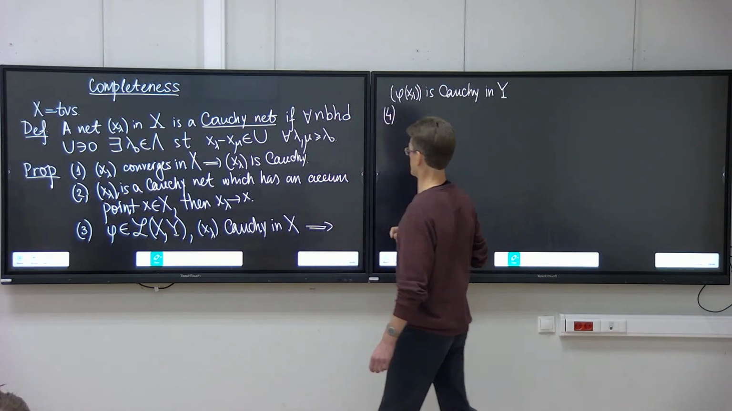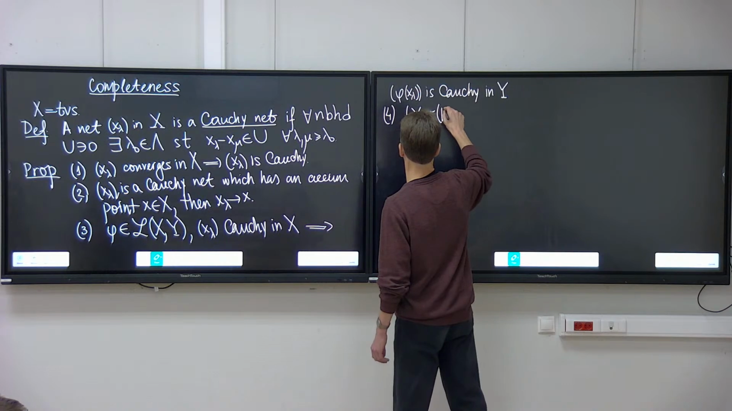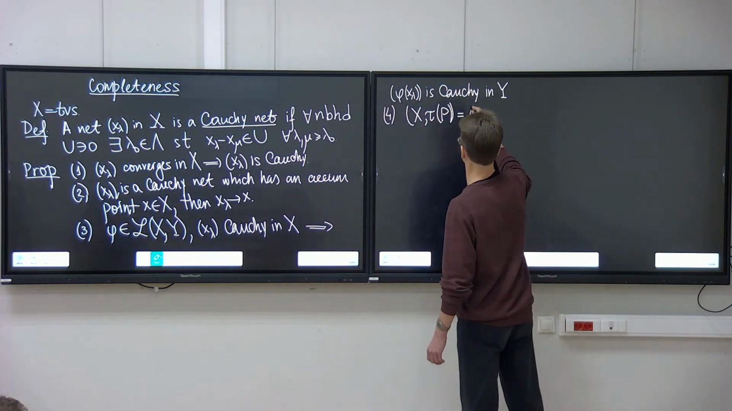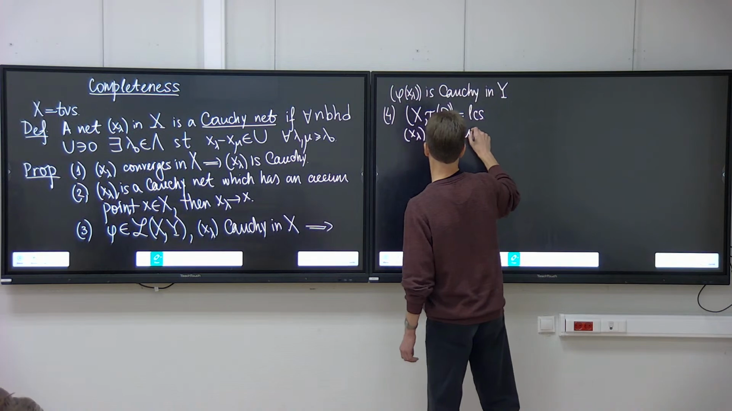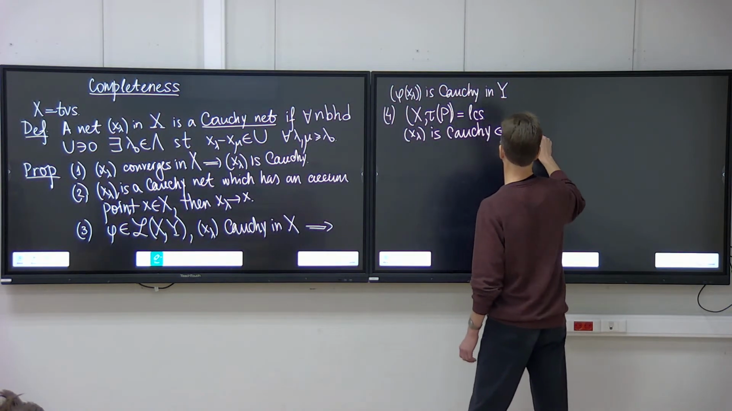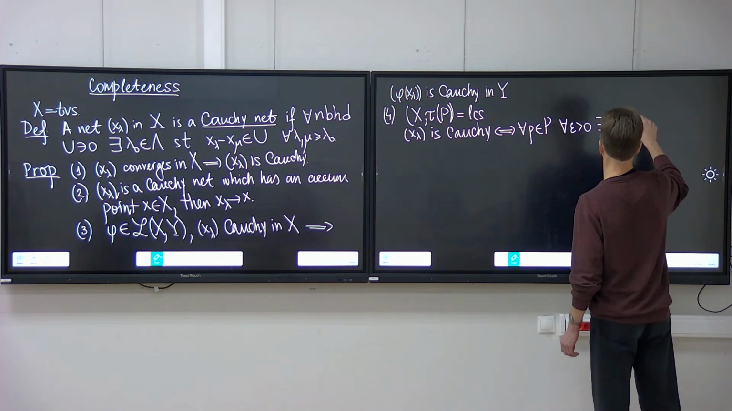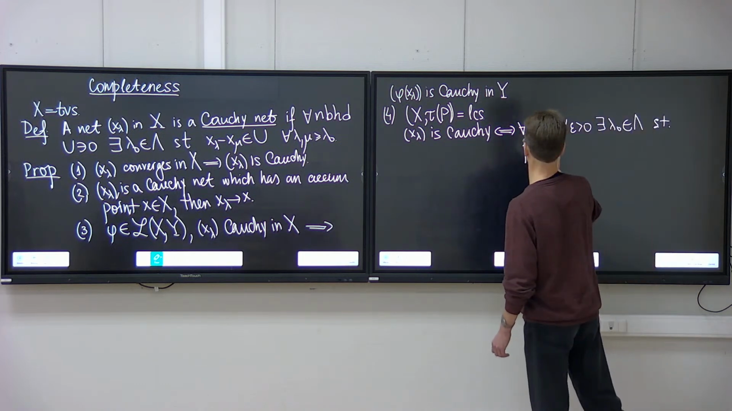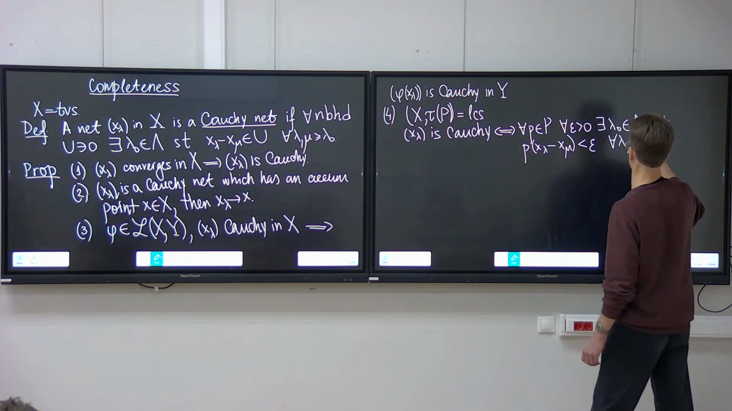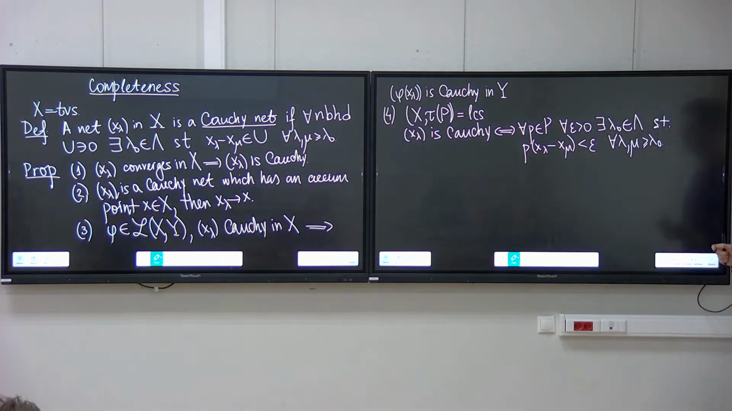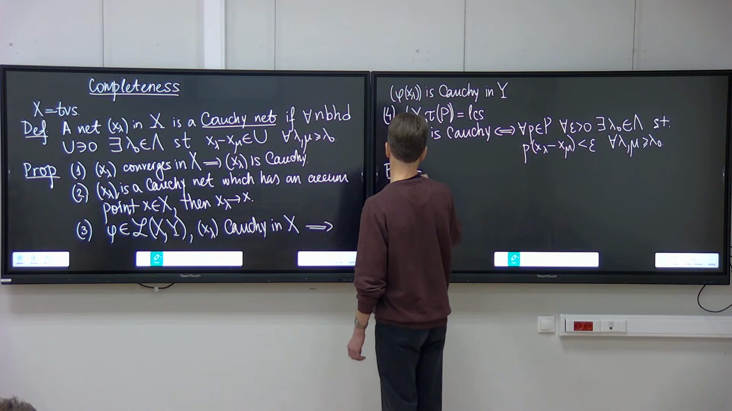Property 4 characterizes Cauchy nets in terms of seminorms. If X is a locally convex space, and P is a defining family of seminorms on X, then x lambda is a Cauchy net if and only if for every seminorm p from our family, and for every positive epsilon, there is an element lambda 0 in our set such that p of x lambda minus x mu is less than epsilon, whenever lambda and mu are greater than or equal to lambda 0. But the proof is quite straightforward, so this is an exercise for you.